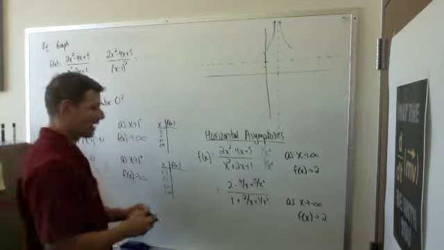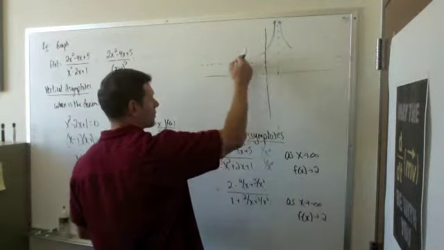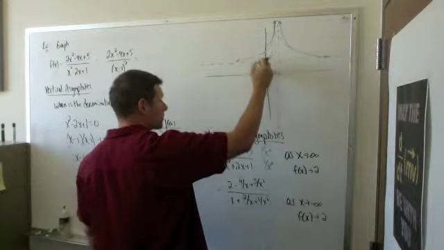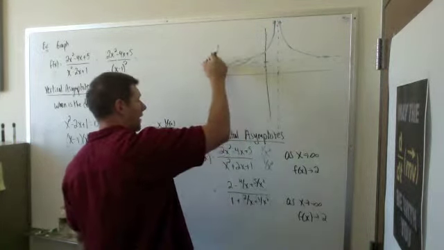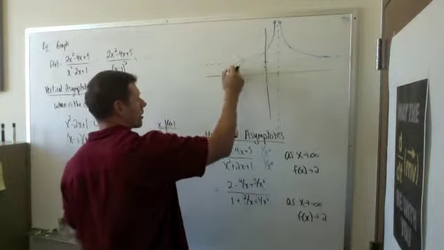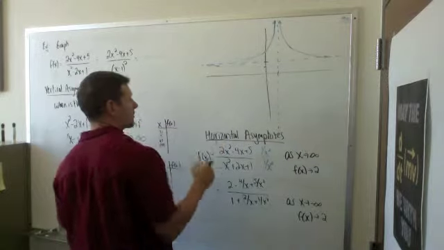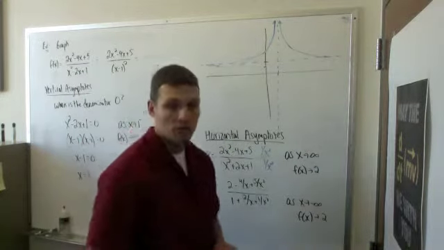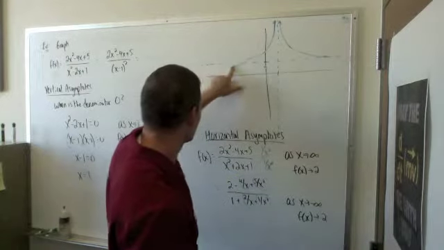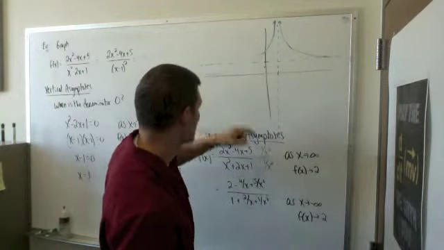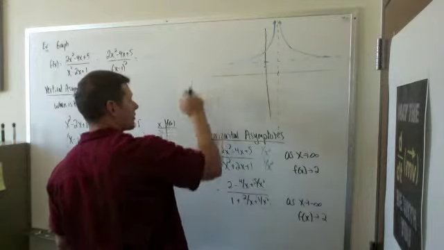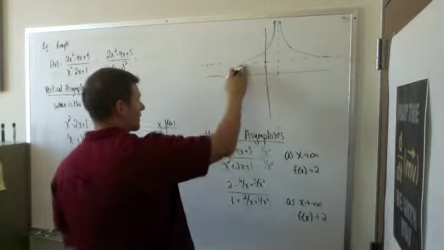Now, I know that I have to approach it this way, and I have to approach it this way. Now, it is possible to touch and come back. It is possible to touch a horizontal asymptote and then approach it from the other side. It is never possible to touch a vertical asymptote. If you have a vertical asymptote, you'll never intersect it. But if you have a horizontal asymptote, it is possible that you touch it and then approach it from the other side. So we have to figure that out.